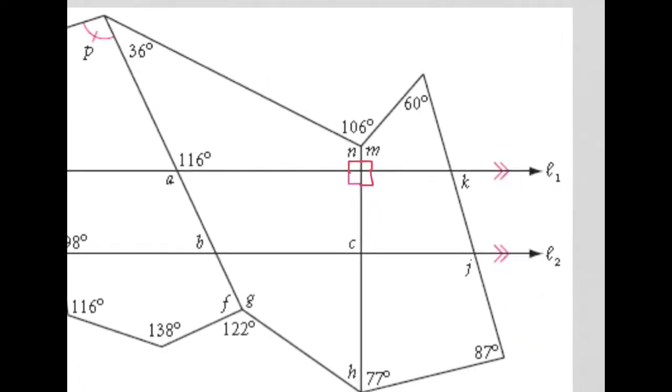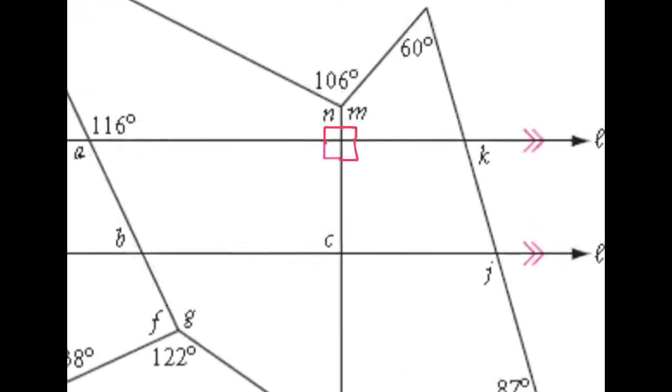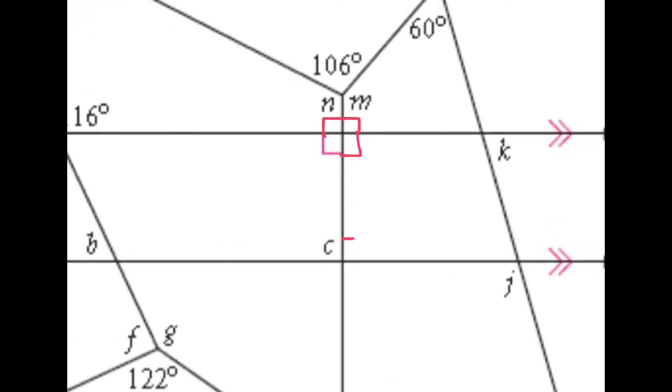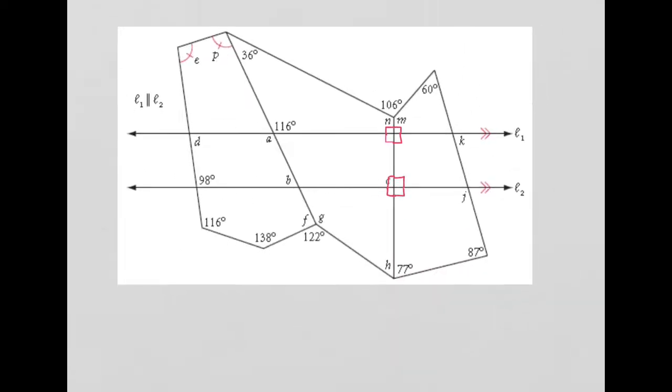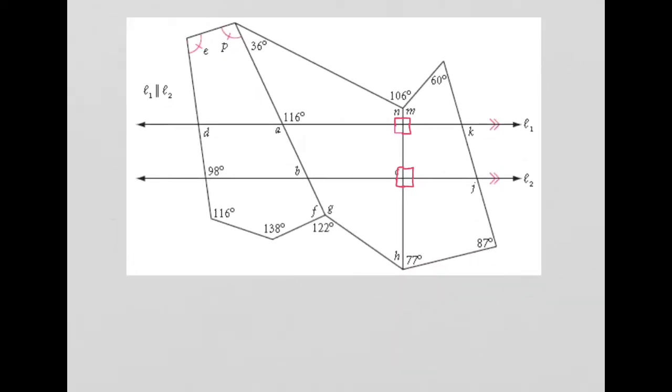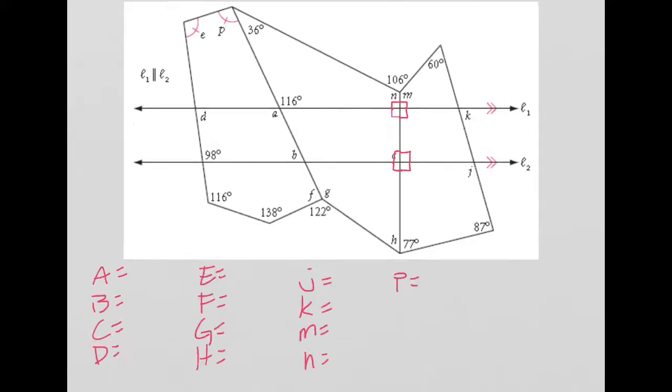Notice L1 is parallel to L2, those two lines there. We have same side interior angles are supplementary, so that tells me that that is also a right angle, which makes that and that and that a right angle. So we can see that C has to, let's go A equals B equals C equals, I guess you don't need to watch this.